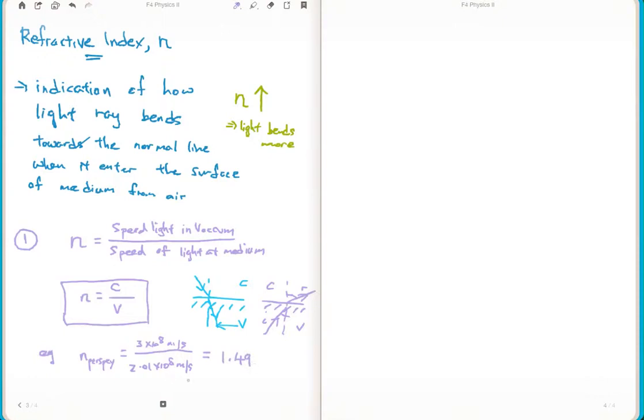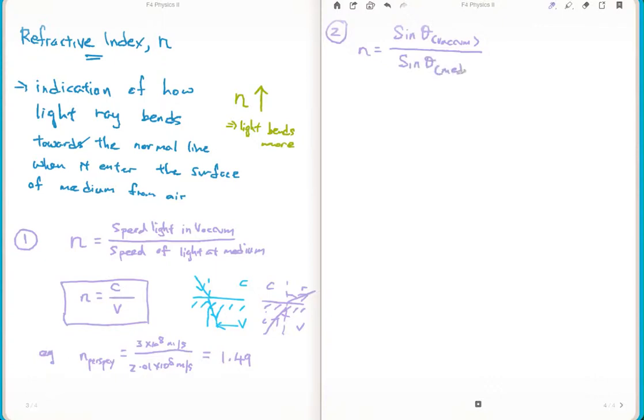So this is one way to calculate refractive index. Then another way of doing so would be using speed. Another way is using angle. So what we do, n is always vacuum over medium. So all you do is use sine theta, where this angle is the angle at vacuum or air, over the sine of the angle of that medium.